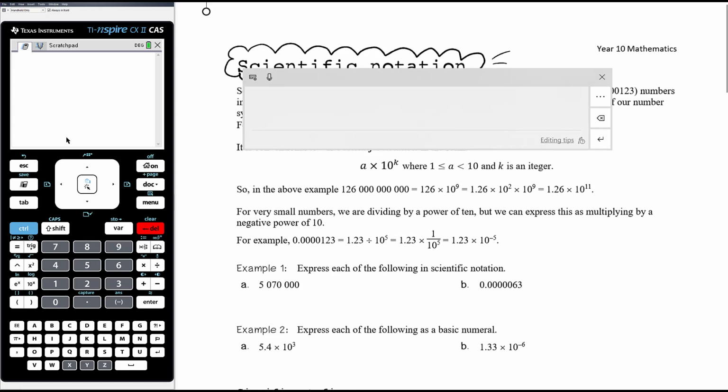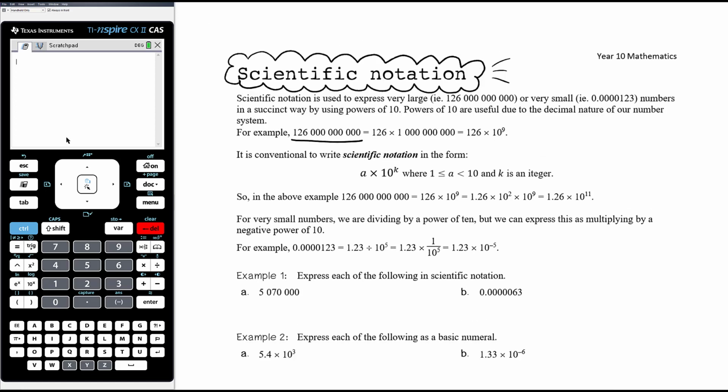Okay, so for example, if we've got this number here, what's that going to be? A lot, 126 billion, depending on the way you define billion. It's different in America and in the UK. I'm not interested in the size of the number, I'm interested in how to represent it in scientific notation. So for example, 126 with 9 zeros after it is 126 times 1 with 9 zeros after it. And 1 with 9 zeros after it is 10 to the power of 9, okay? And so we could write 126 with 9 zeros as 126 times 10 to the power of 9.